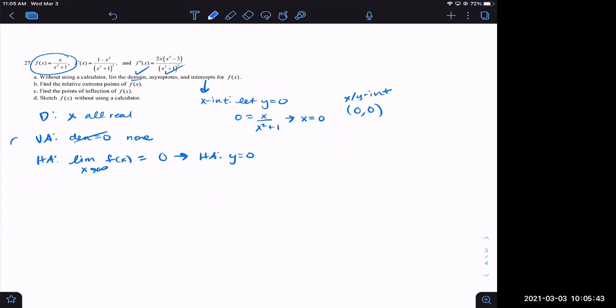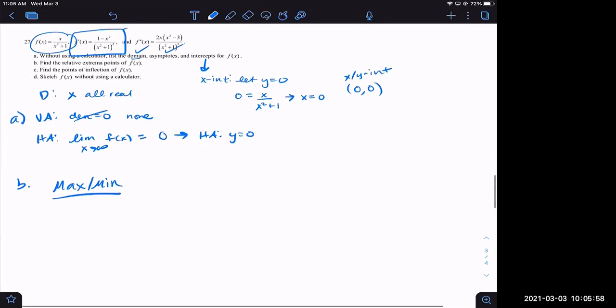Relative extrema. Okay, so all of that was A. Relative extrema, it's asking for a max or a min. How do we find max or mins? F prime. Good. Fortunately, they gave us f prime, so we don't have to find it. We would look for critical numbers. A critical number occurs when the first derivative is 0 or undefined.